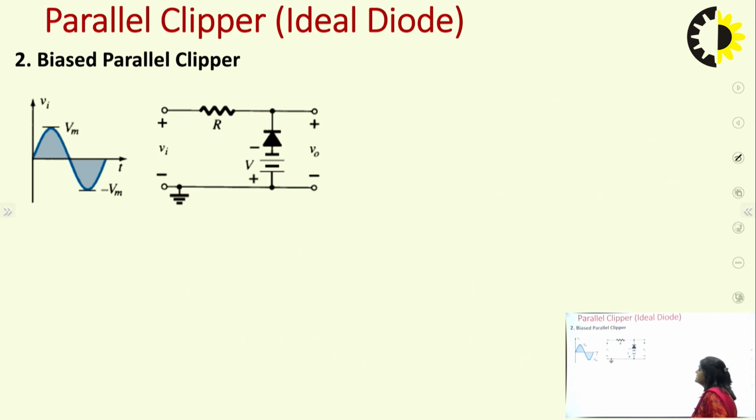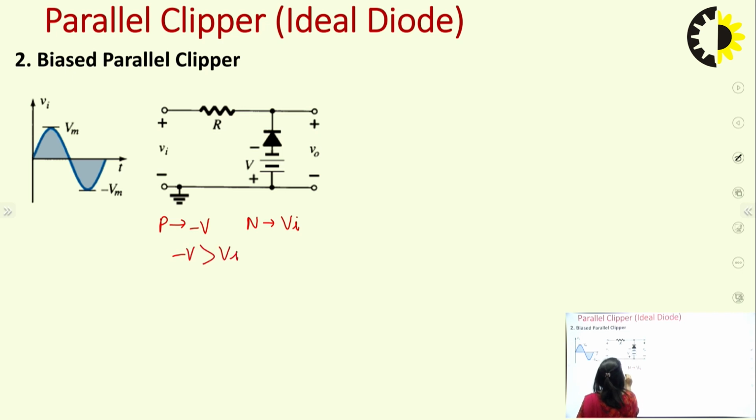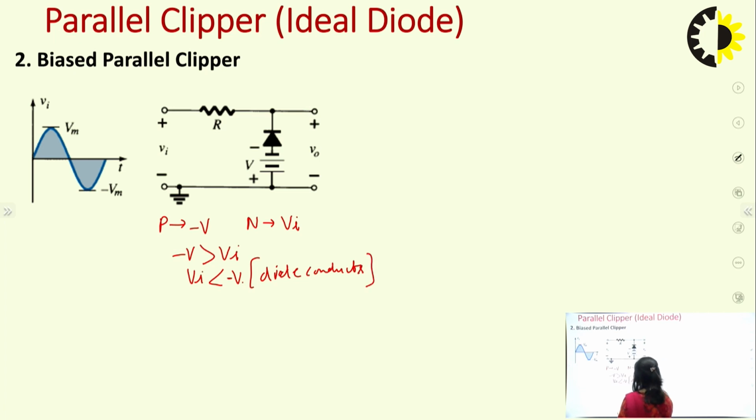Now this is another configuration for the parallel biased clipper. Here we have reversed the orientation of the diode, and the polarity of the biasing has also been reversed. So in this case again the P plate of the diode is connected with minus V, and the N plate is connected with Vi, and the P plate potential must always be greater than the N plate potential. So minus V must be greater than Vi, or we can say Vi must be less than minus V for the diode to conduct. This is the condition for our diode to be in the conducting state.